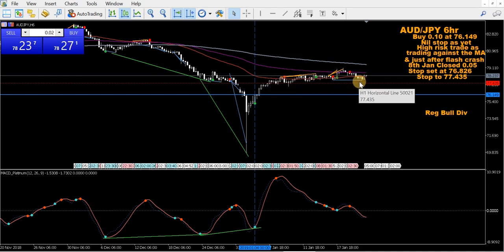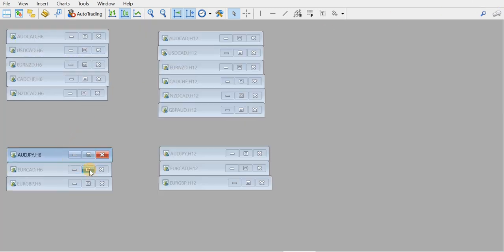So my stop's in place here. I've already closed out half. Just moving my stop up. And look at that, it's going down. So once that's closed out, that chart will be deleted.